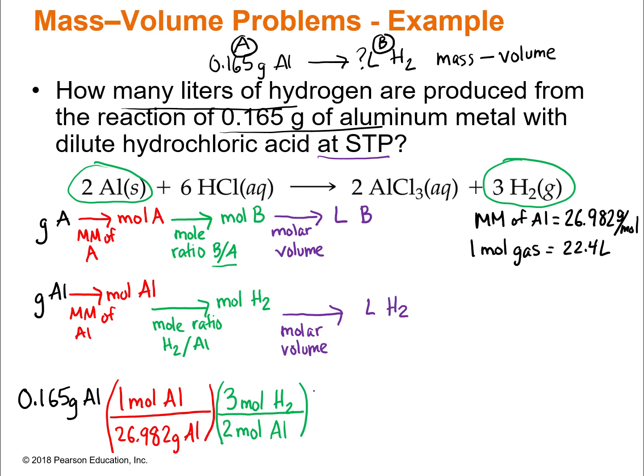Then the last part is molar volume. We're trying to get rid of the moles of hydrogen gas. So from our unit equation here, we're going to put that 1 mole of hydrogen gas at the bottom and the 22.4 liters at the top. When you're doing a mass to volume problem, this is always the orientation of your molar volume unit factor. The 22.4 liters on top, 1 mole on the bottom.